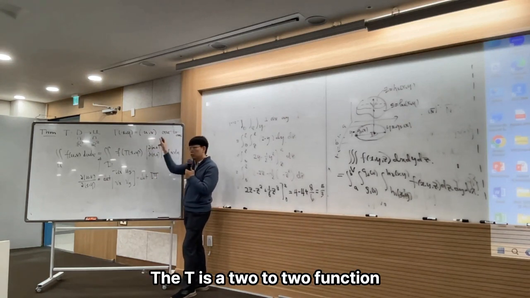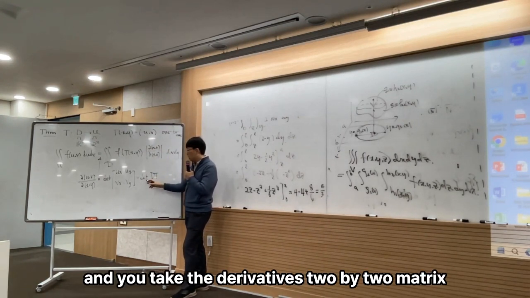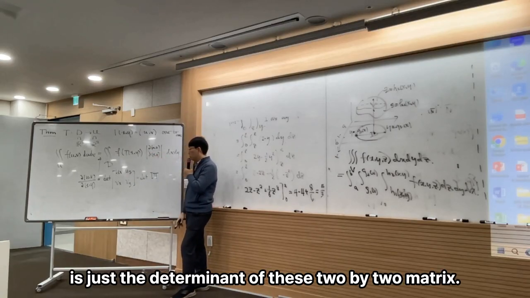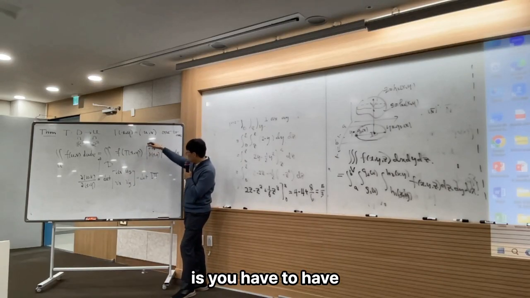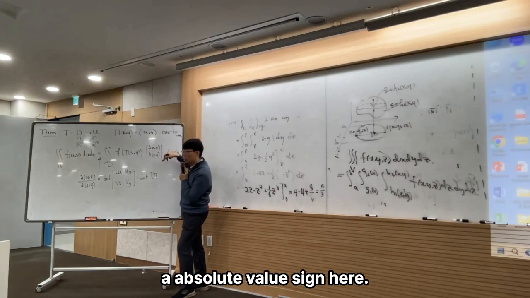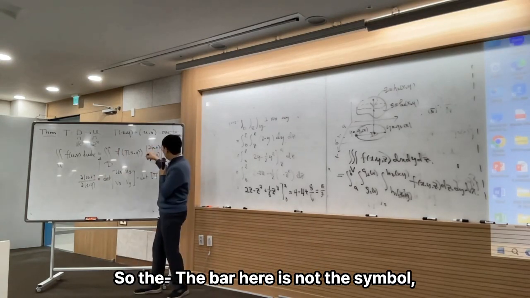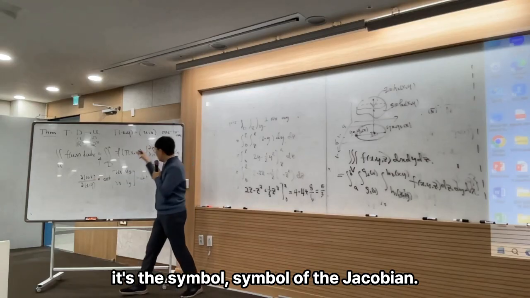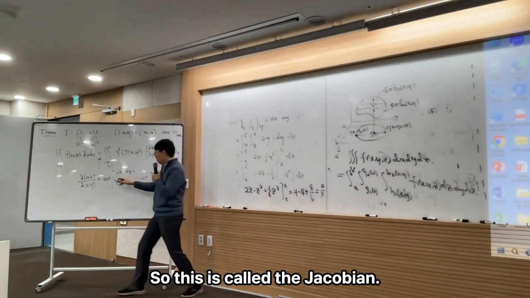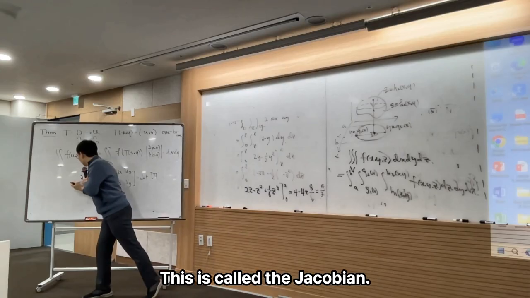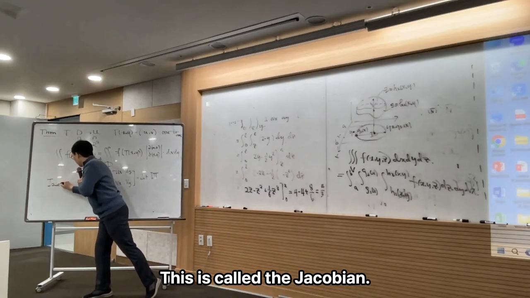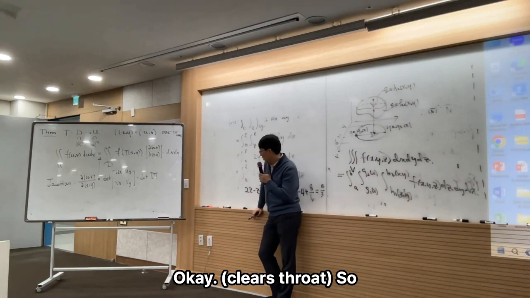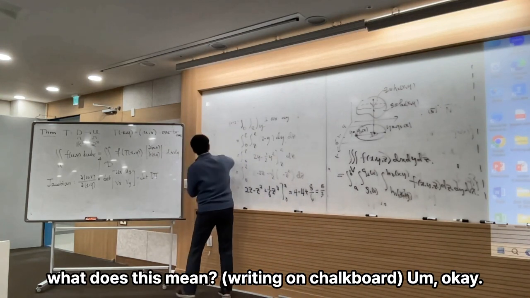T is a 2-to-2 function, and when you take the derivative, it's a 2-by-2 matrix. And the Jacobian is just the determinant of this 2-by-2 matrix. The important thing is you have to have an absolute value sign here. So the bars here are the symbol of absolute value. This is called the Jacobian. Okay. So what does that mean?